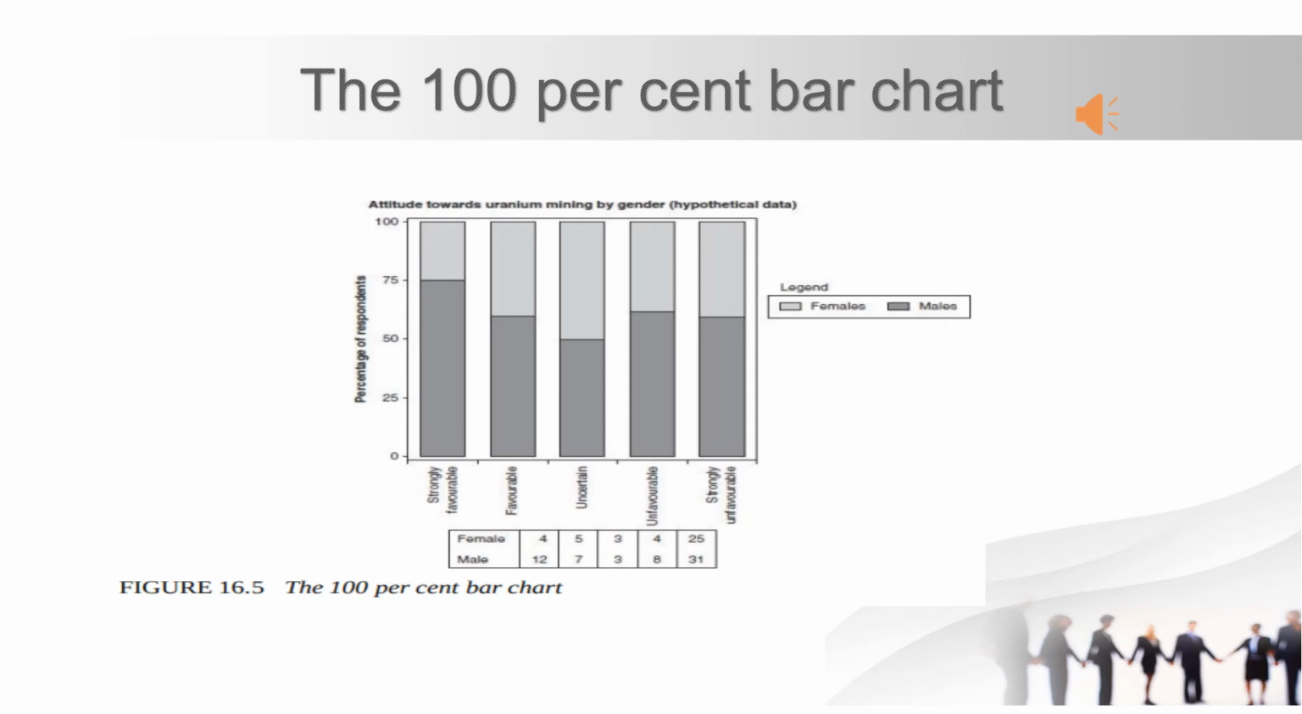So if you can see on figure 16.5, the 100% bar chart, still you have the legend below. You have how many are females and males when they answer on the attitudes towards uranium mining by gender. This is hypothetical data, and you have the same legend. You have the females and the males. So the lighter shading is the females, whereas the darker shade is the males. And on the left side, you have also the percentage of your respondents. So the highest here from the top is from 0 to 100. So this is what we know as your 100% bar chart.